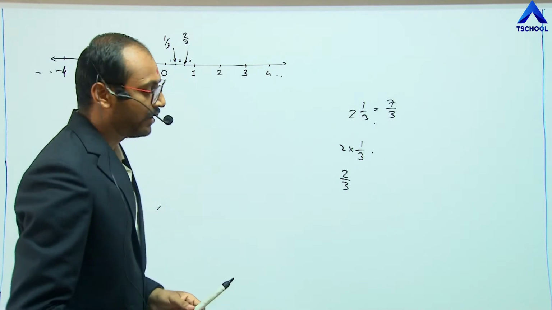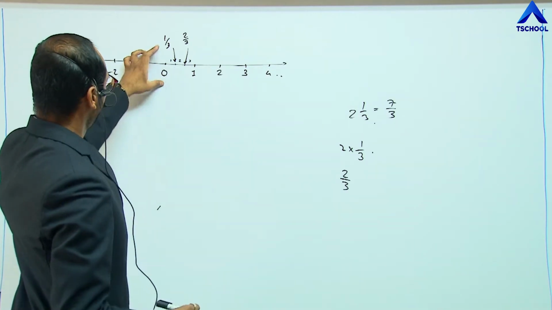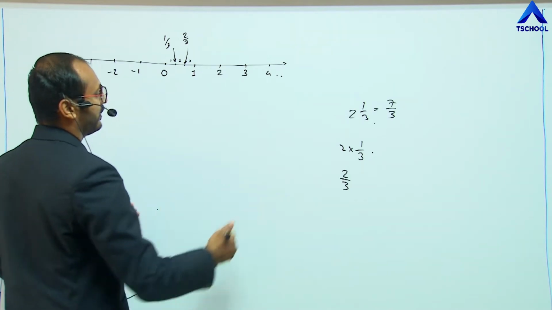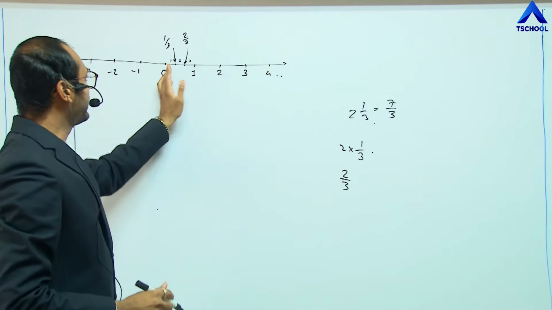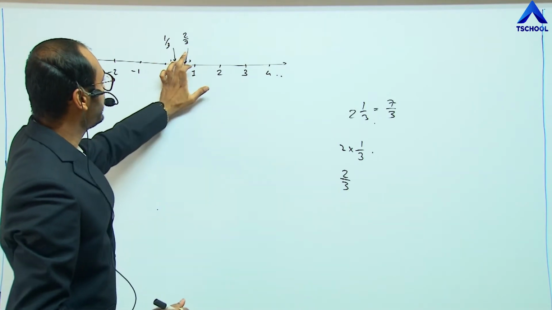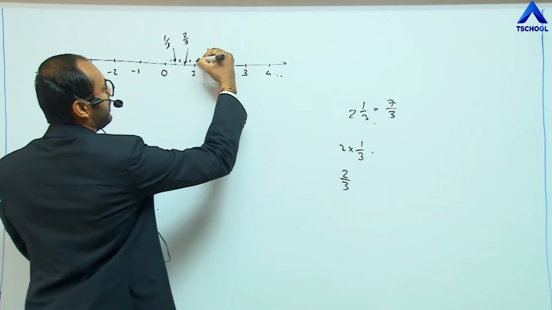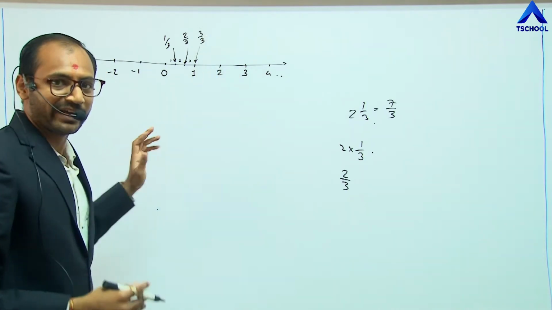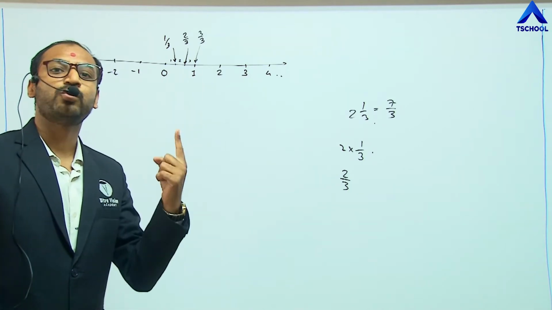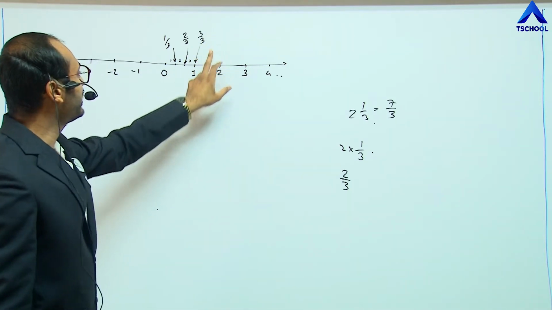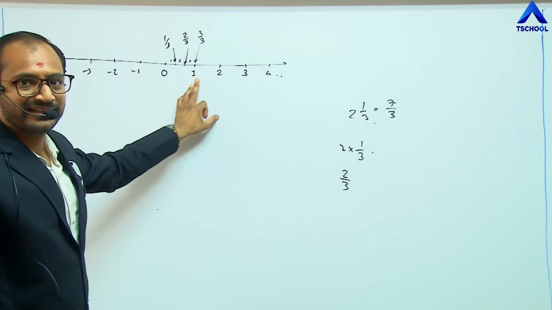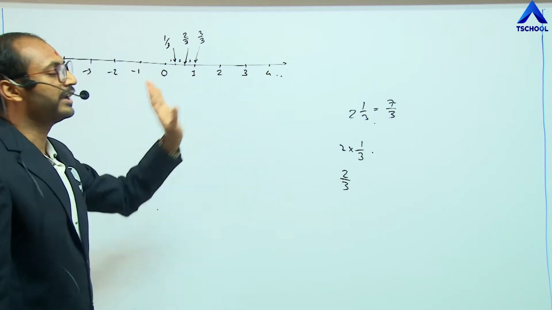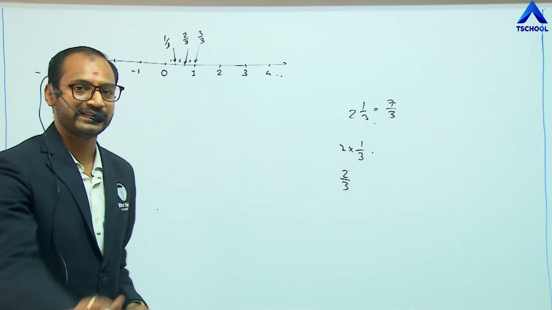Now how can we represent 3 upon 3? Here 1 upon 3, at double distance is 2 upon 3. At triple distance, that means at this distance, this is 3 upon 3. Now as we know, 3 by 3 is 1. So 3 upon 3 gives 1. So this is the representation of a rational number on the number line. We discussed it this way.